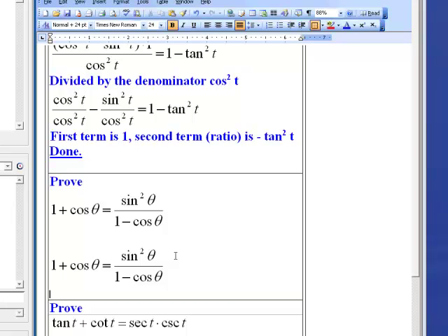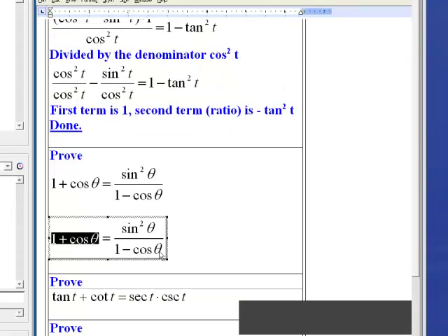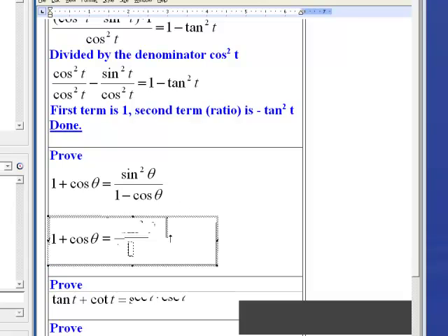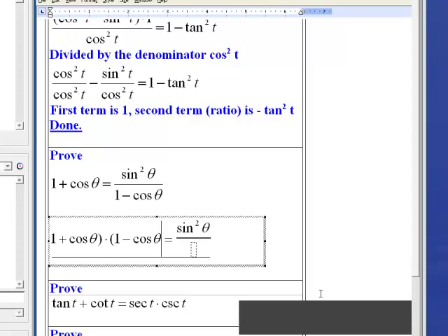What can I do? Here's something that I recognize right away. I have a nice expression of 1 plus cosine on the left and another nice expression, 1 minus cosine, on the right-hand side. When I multiply them, I come up with a nice difference of squares. And that's exactly what I'm going to do. So times parentheses plus 1, parentheses, and then on the right-hand side.